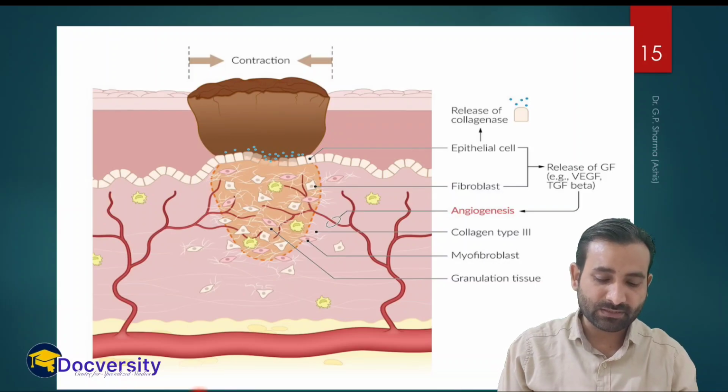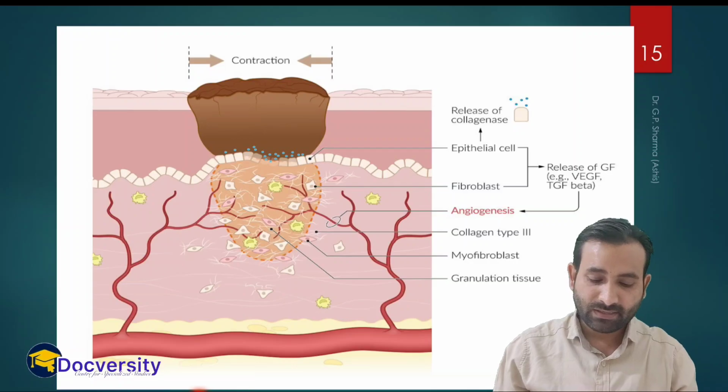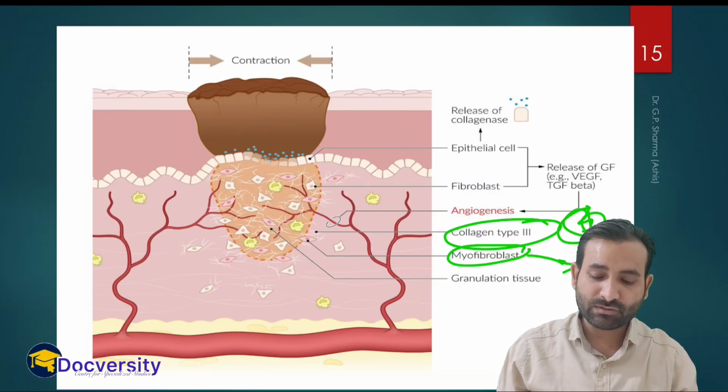See, the wound is contracting. The size of the wound is contracting from both sides, right? So the wound size becomes smaller. And here we have the angiogenesis, with multiple factors. Collagen type 3 is maximum during the proliferative phase. This is a question in the exam, right? So remember this one. Myofibroblast is causing the wound contraction, right? So remember this one.